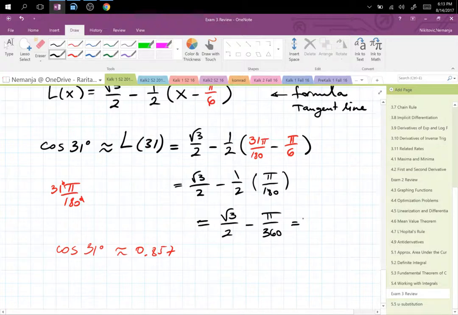Now let's see what that gives us. So this calculation, when you plug in the calculator, gives us 0.8573. And look at that. You have to plug in radians. You cannot plug in degrees in a formula.